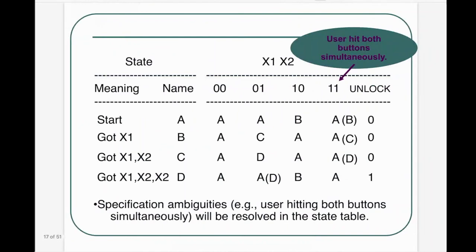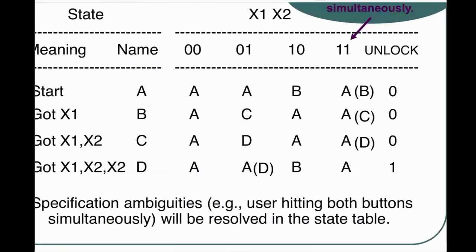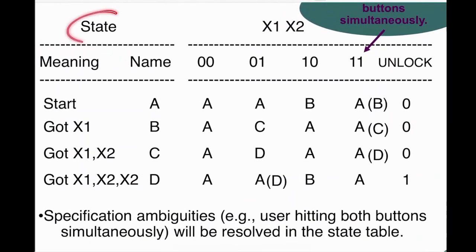So that brings us to this state table. Let us go through this. On the left, you have state, your present state, its meaning and its name. The next is the input. Your input could be X1, X2. So those are your two inputs, right? And we are encoding that as 00 means didn't press X1 or X2. 01 means pressed X2. 10 means user pressed X1. 11 means user pressed both input switches at the same time.